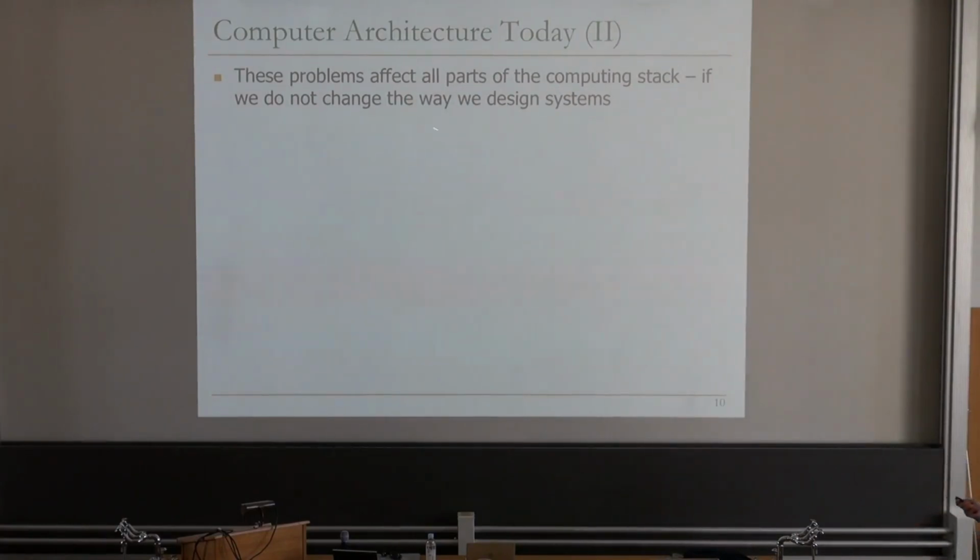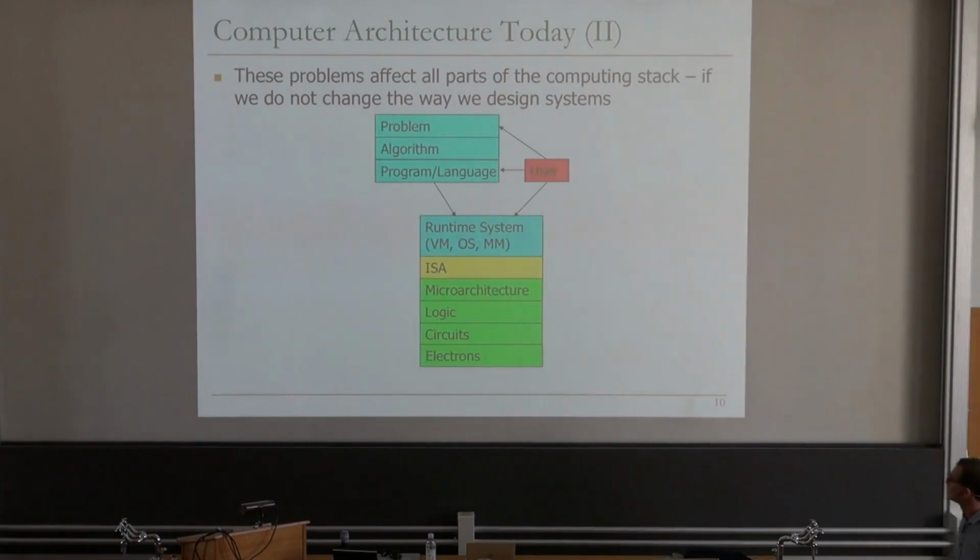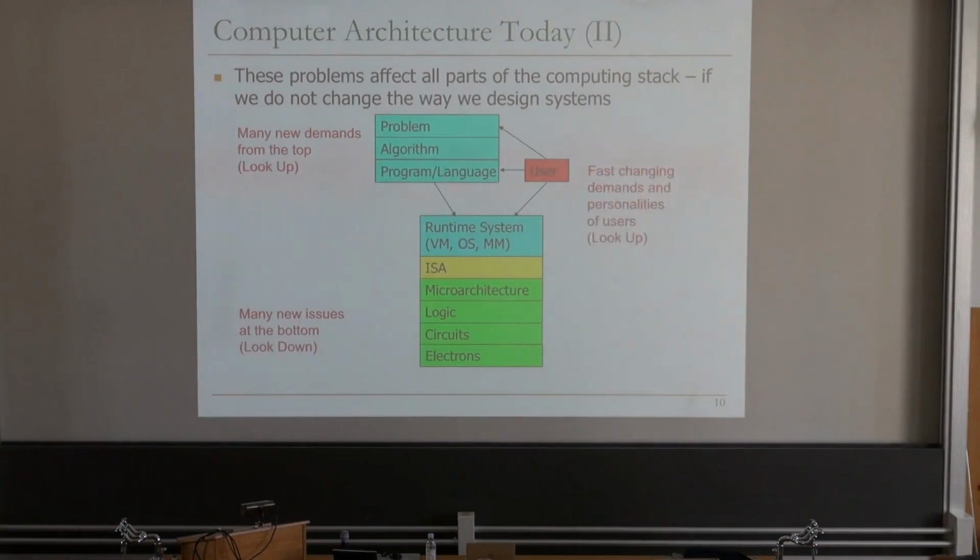Okay, basically these problems affect all parts of the computing stack if we don't change the way we design systems. As I showed you with the Rowhammer, that's a very clear example, right? And this is real. So there are many new demands from the top. This is looking up, the architecture part. Many new issues at the bottom. Architects need to look down. And there are many fast-changing demands and personalities of users. This is also critical, I think.